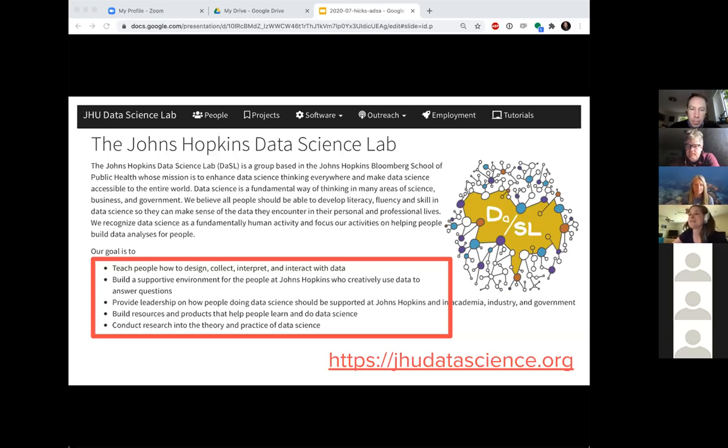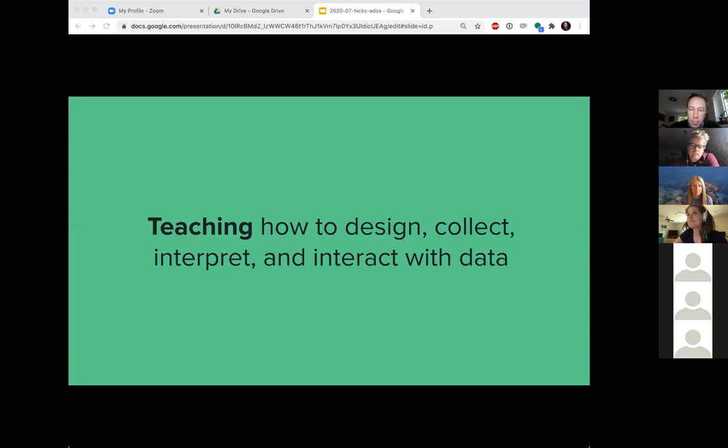And yeah, so we do this in a variety of ways. I'm going to focus just on this top bullet point today, and I'm happy to talk about other bullet points if anybody wants to at the end. Okay. So I'm going to talk about teaching how to design, collect, and interpret and interact with data.